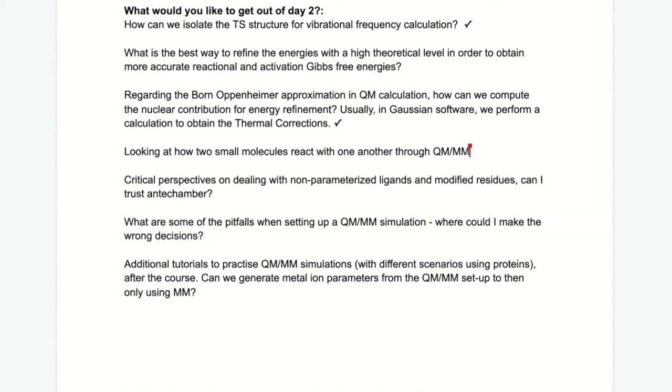Accurate reaction and activation energies, also with validation of the size of your QM system, for example. And higher level methods. I think Ulf Ryde talked a lot about this higher level of theory and validation of your QM/MM models.